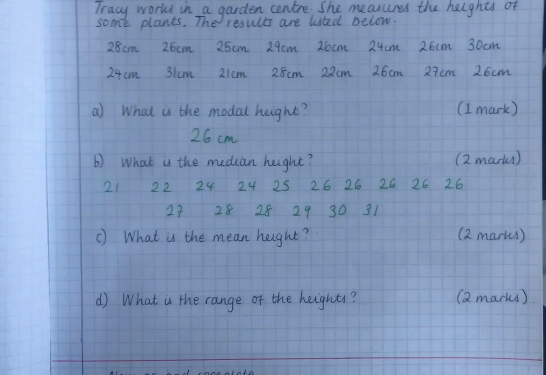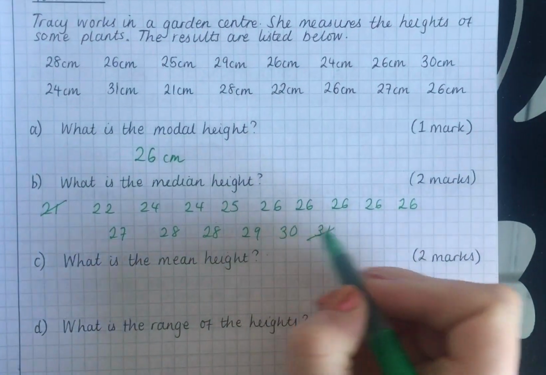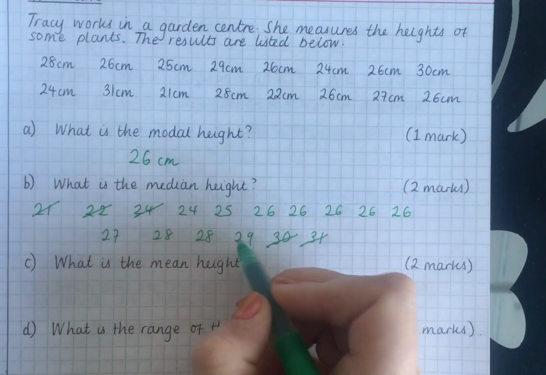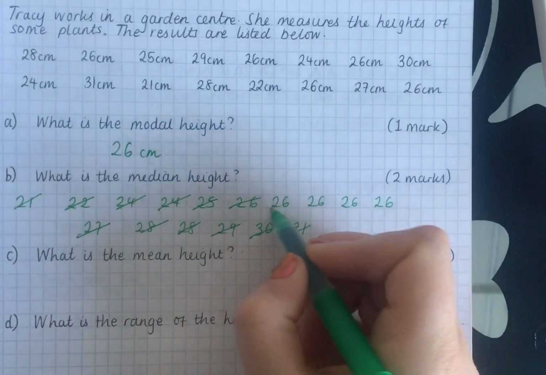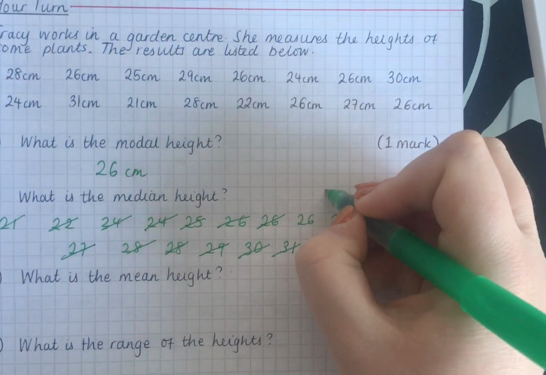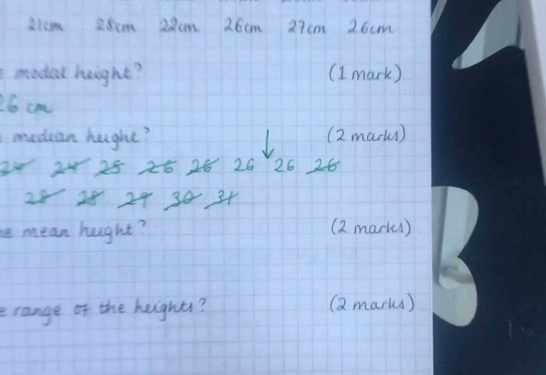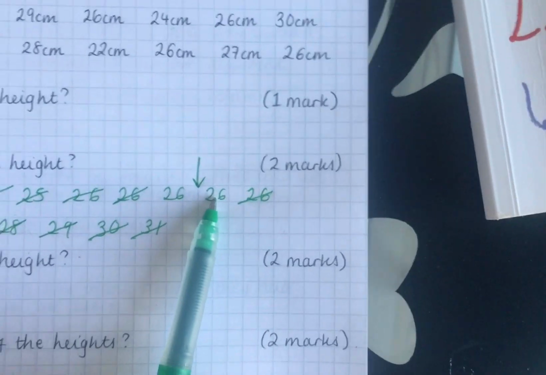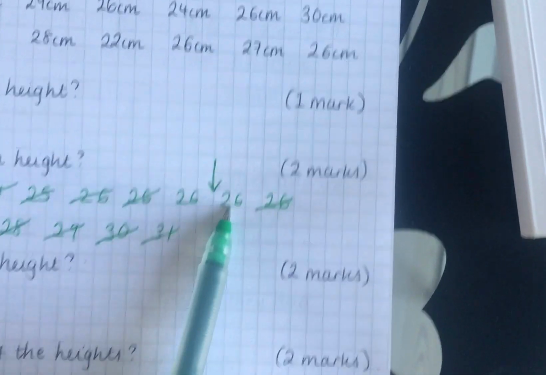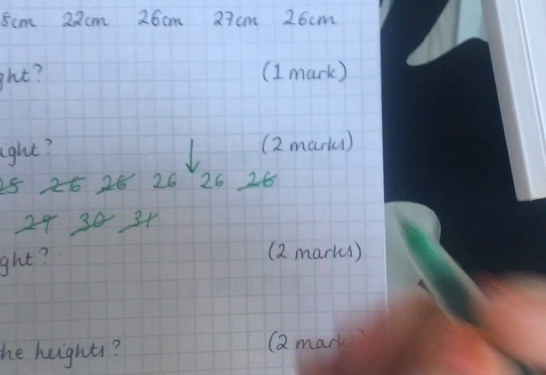Okay, so then when we cross off on both sides until we get to the middle, okay, so our middle number is actually here. Now, when there's a middle between two numbers, you need to find the midpoint of these two. Now, because these numbers are both the same, the middle of that is just 26, okay?